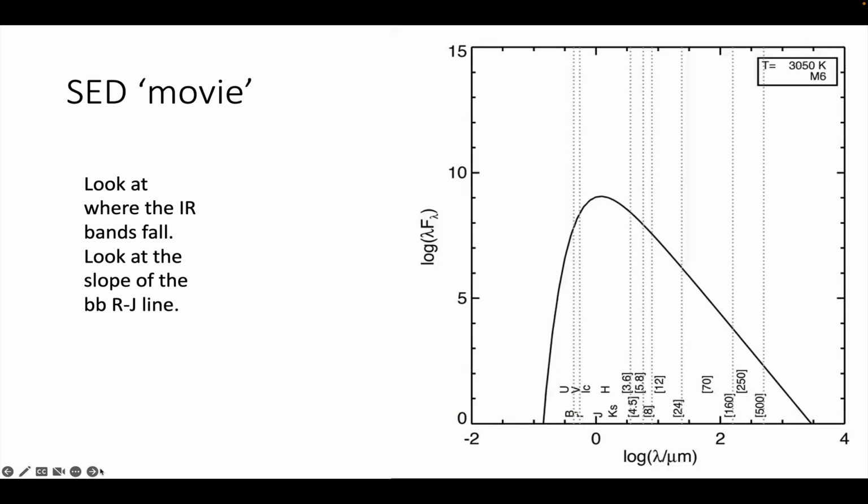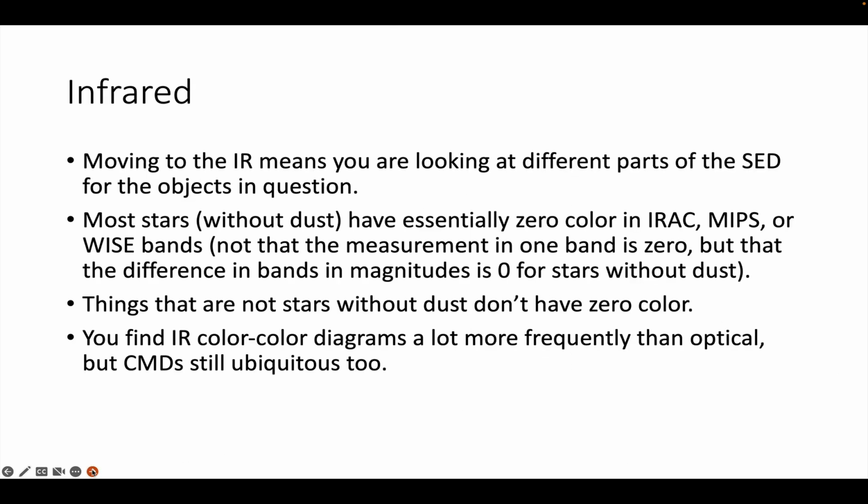So that means that when we have color and color magnitude diagrams in the infrared, we're looking at totally different parts of the SED. So most stars that don't have dust have really zero color in IRAC, MIPS, and Ys. I don't mean that the measurement in one band is zero, but the difference in bands and magnitudes is zero for stars that don't have dust. Things that are not stars without dust don't have zero color.